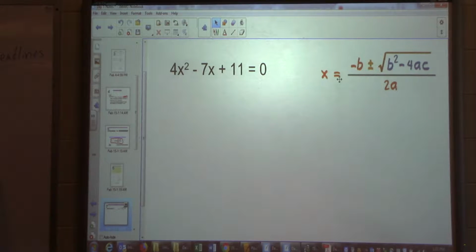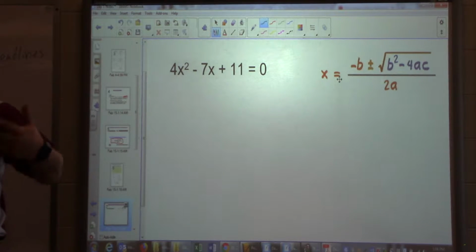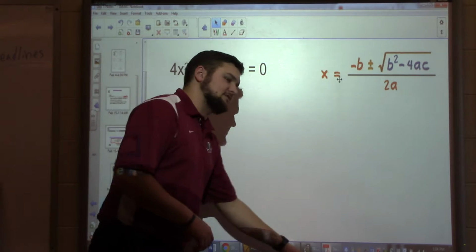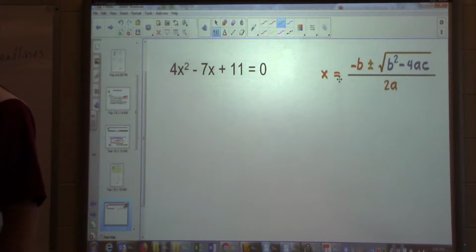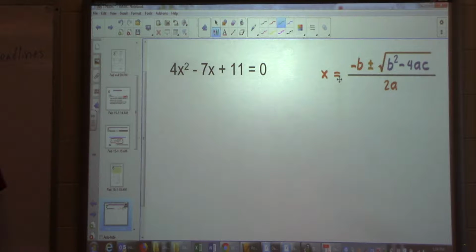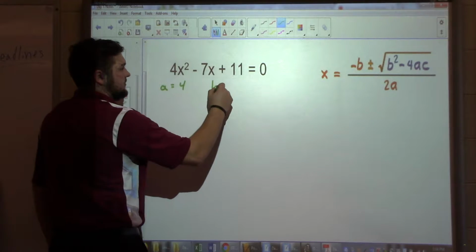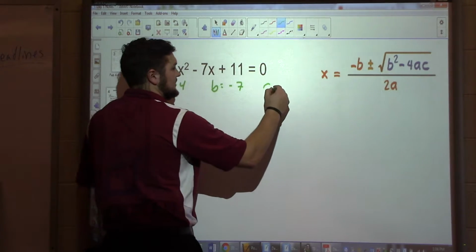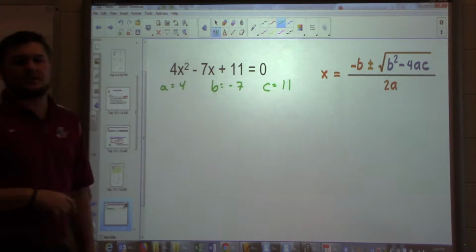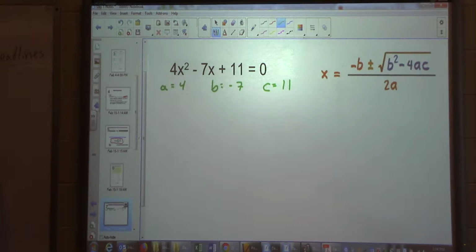so 4x squared minus 7x plus 11 equals 0, right? It's in standard form, and it's equal to 0, so I know I can use the quadratic formula. I know I don't want to factor this, so I'm going to have to use the quadratic formula. Remember when we said anytime it's in standard form, we want to find what a, b, and c equal? This is why we do that. We're going to find a equals 4, b equals negative 7, c equals 11.